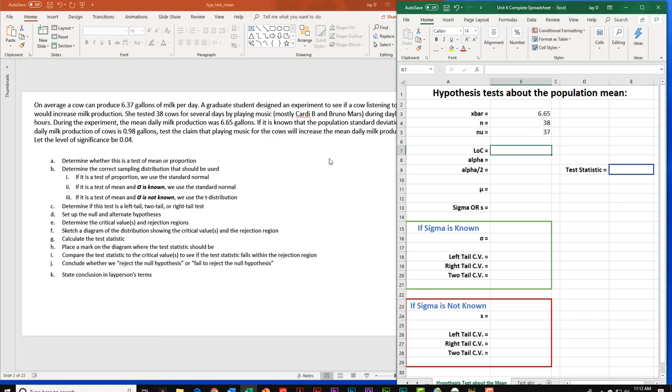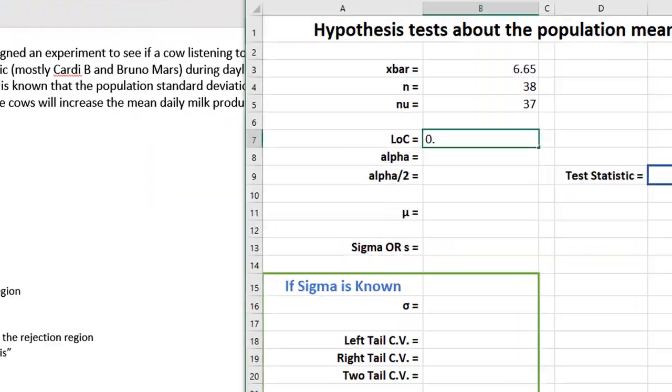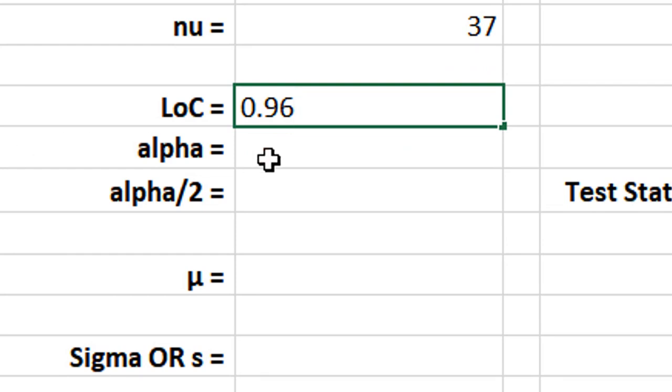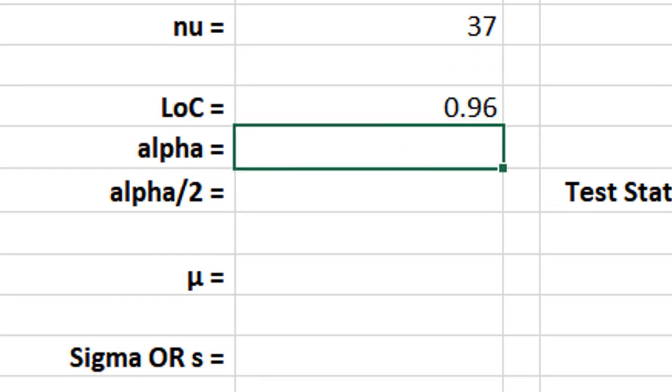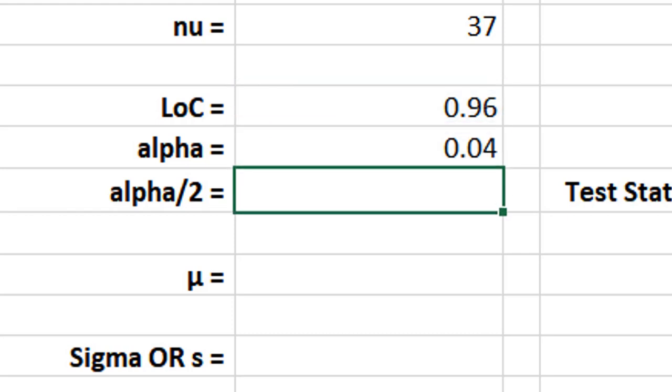My level of confidence for this problem was not simply given. It was given as a level of significance, but we will put it in as a level of confidence of 0.96. And alpha will always equal 1 minus whatever I have for my level of confidence. And alpha over 2 is exactly what it looks like. It equals alpha divided by 2.